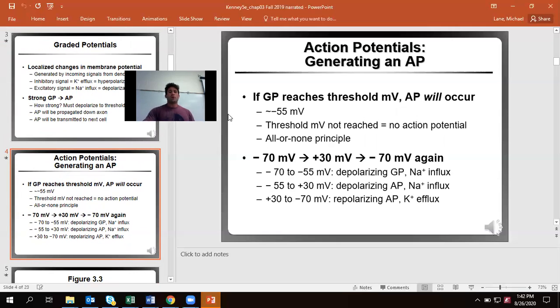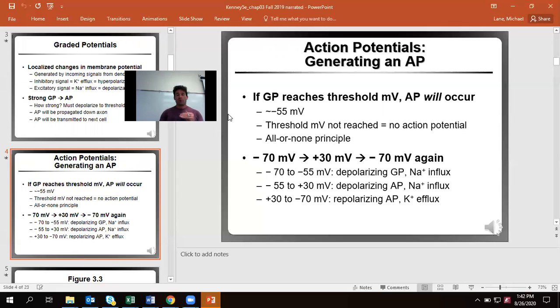So once again, at about negative 55 millivoltage, that's where we're going to hit our threshold. So if we don't get there, we're not going to have an action potential generated. If we do get there, we are going to have an action potential generated. And this gives us what's known as an all or none principle. So when it comes to our nervous system working, it's either going to completely fire or it's not going to fire at all. Okay.